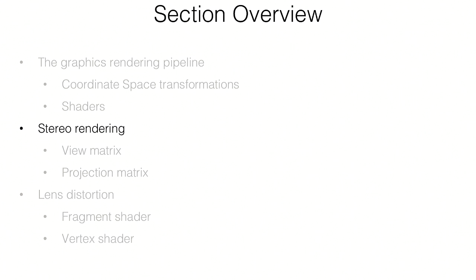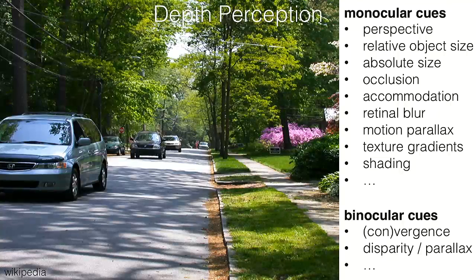So, stereo rendering. Before we get there, let's talk about depth perception. So here's an image, and we can understand the scene pretty well, right? We know that things further away in the back are... we can tell depth through relative occlusions. We can figure out a pretty good scene understanding.